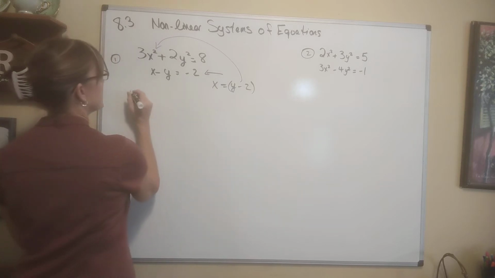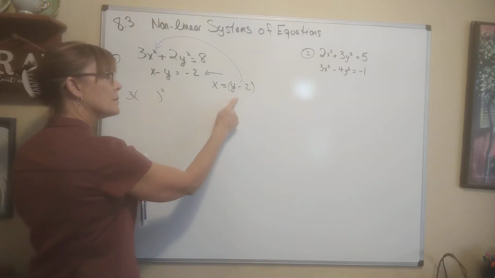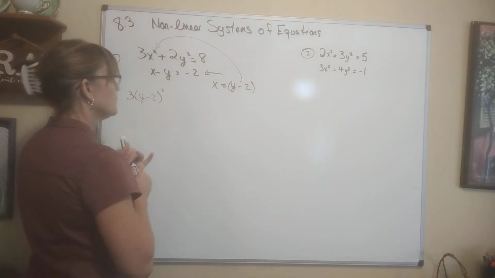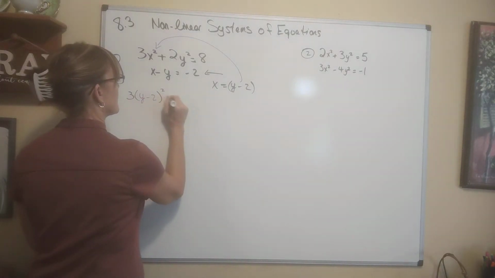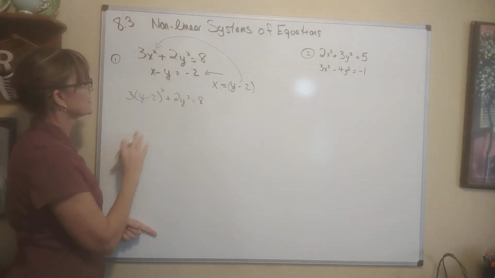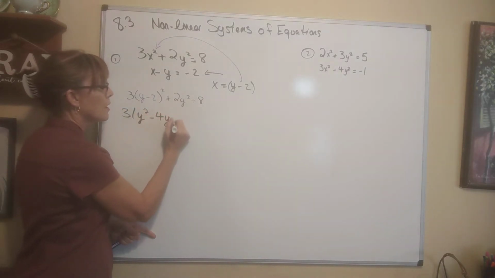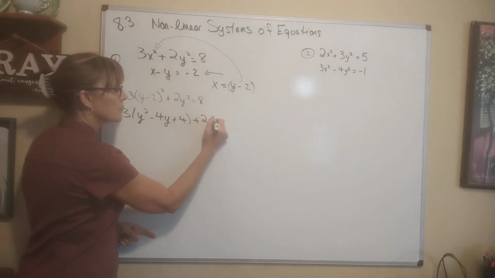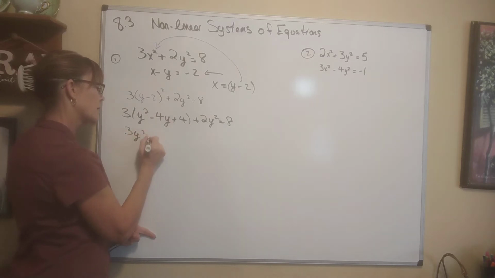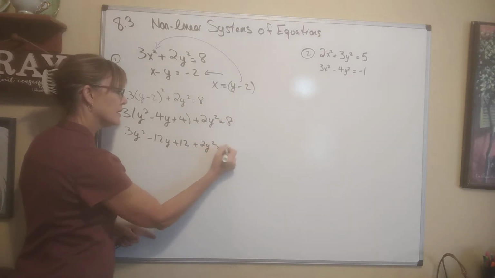3 times, instead of putting x, I'm going to substitute in y minus 2. Y minus 2, and then plus 2y squared is 8. And I'm going to solve this equation for y and see what happens. So when I square y minus 2, I get y squared minus 4y plus 4 plus 2y squared is 8. So I'm going to distribute the 3. 3y squared minus 12y plus 12 plus 2y squared is 8.